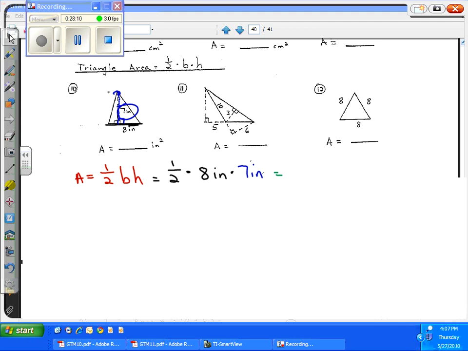When we multiply, we're going to multiply the numbers. Half of 8 is 4 times 7 is 28. And multiply the names and get a new name. And when you multiply with like bases, you add the exponents, and so you get square inches. It wanted the answer in square inches, so that's it. Okay. Any questions on number 10?